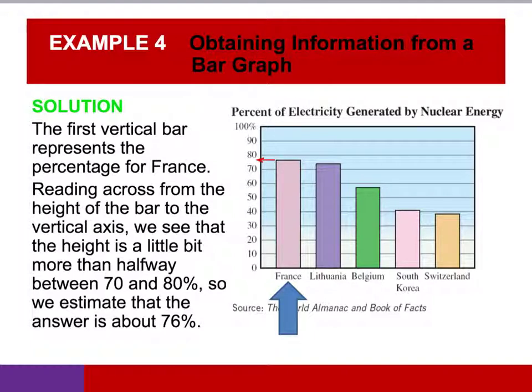Okay, should be pretty simple. You have done this enough in other classes. We can see here's France. Here's the bar. It goes just about to that line there. So it's in between 70 and 80. It's a little bit more than halfway. So we're going to pick a number that's a little bit more than halfway, like 76. 77 would be fine as well.